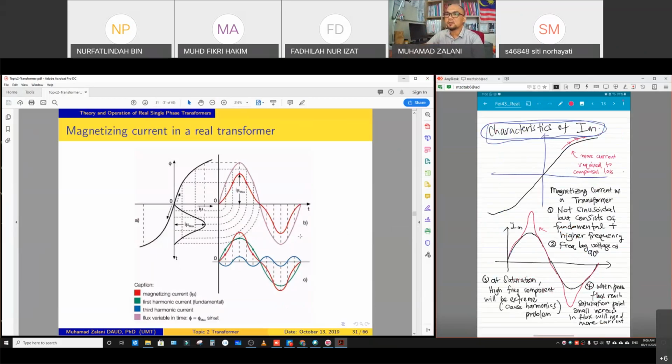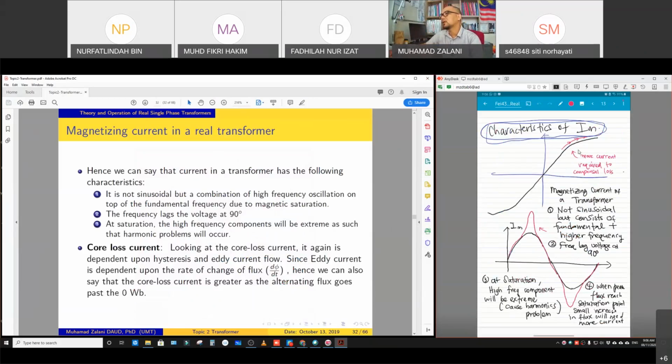So this lecture notes also explains more about the characteristics of the magnetizing current that occurs inside the transformer. So what we can say about the magnetizing current of a transformer is, firstly, it is not a sinusoidal function of curve, which is it consists of fundamental plus higher frequency harmonics. So it is not pure sine, but more to the fundamental plus higher harmonics current.